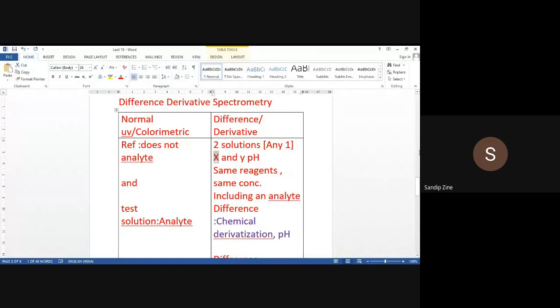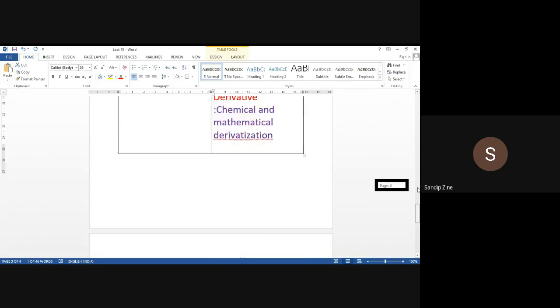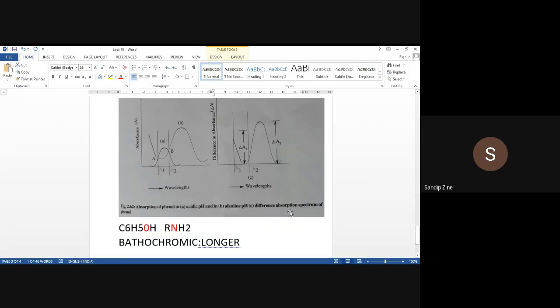So what is the output from this then? The solution in another sample holder, however, shows the absorbance at a shorter wavelength only, isn't it? So the shift in the absorption wavelength of phenol with the change in the pH is obviously what we are observing in this particular graph, isn't it? So in order to obtain the difference absorption spectrum, what we are doing is, the difference between the absorbance of the solution in alkaline and the acidic pH is plotted against the wavelengths.